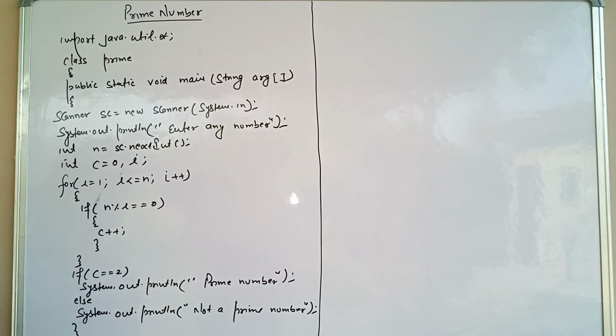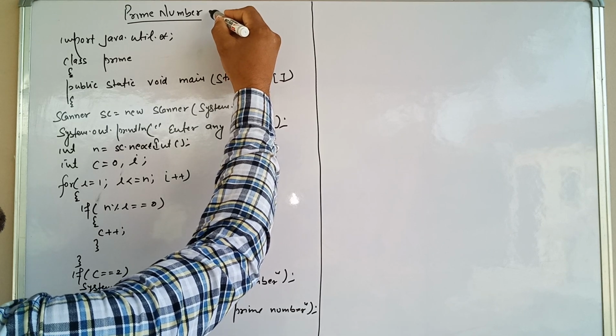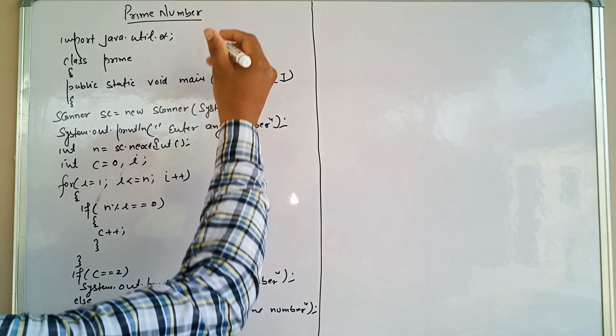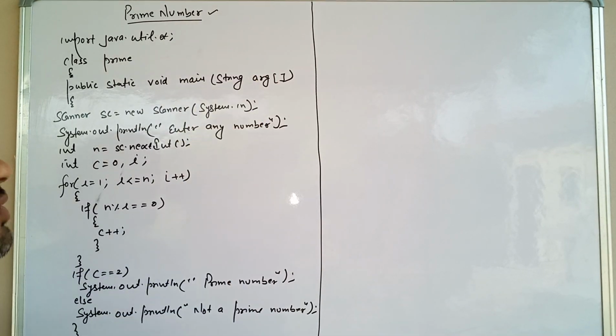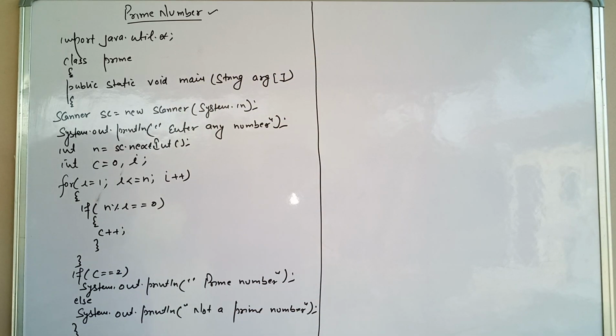Hello everyone. Today we are going to discuss a program based on prime numbers. Prime numbers are the numbers which have only two factors. This is the code for the prime number. First we will discuss the internal logic for this.